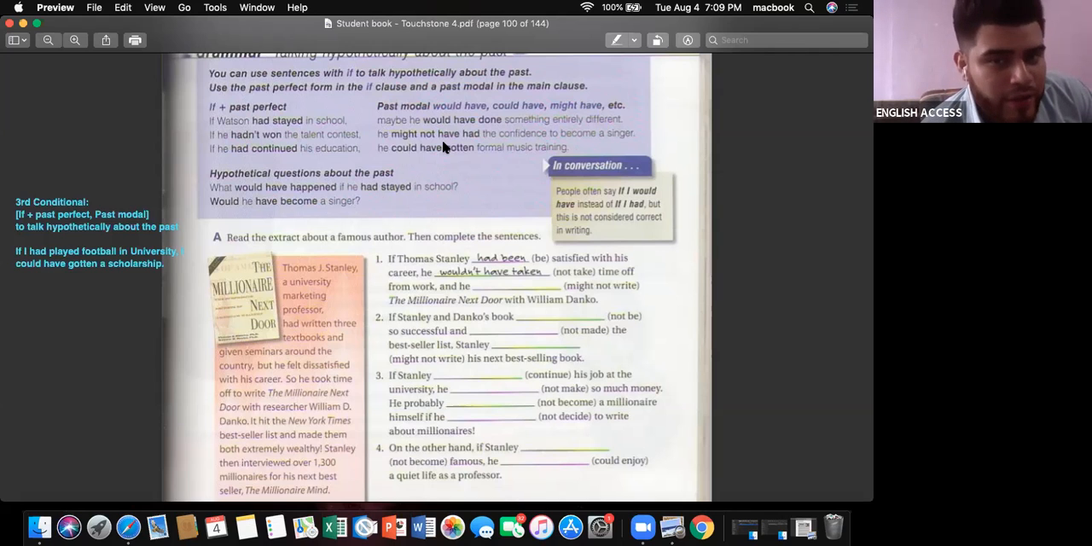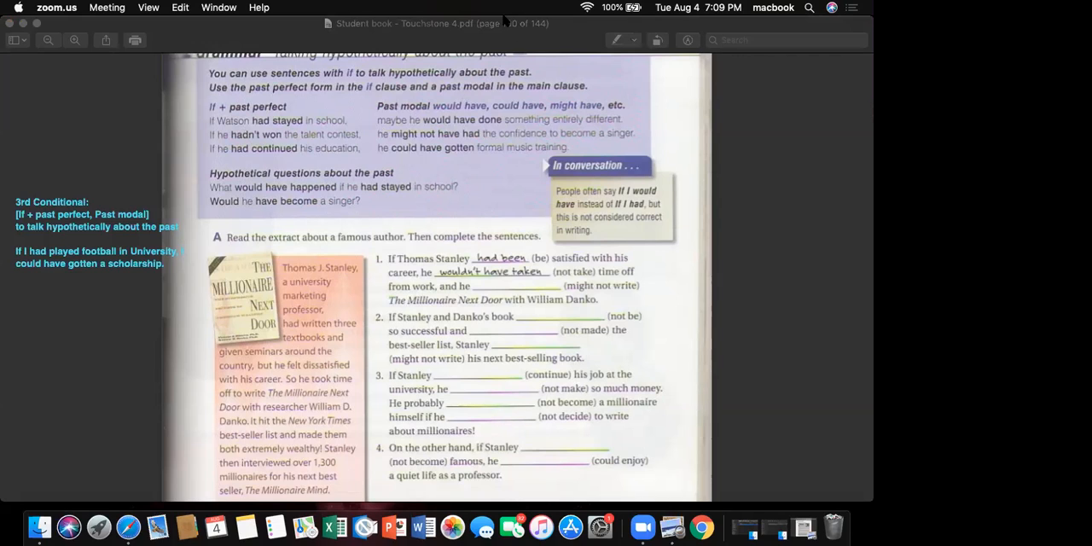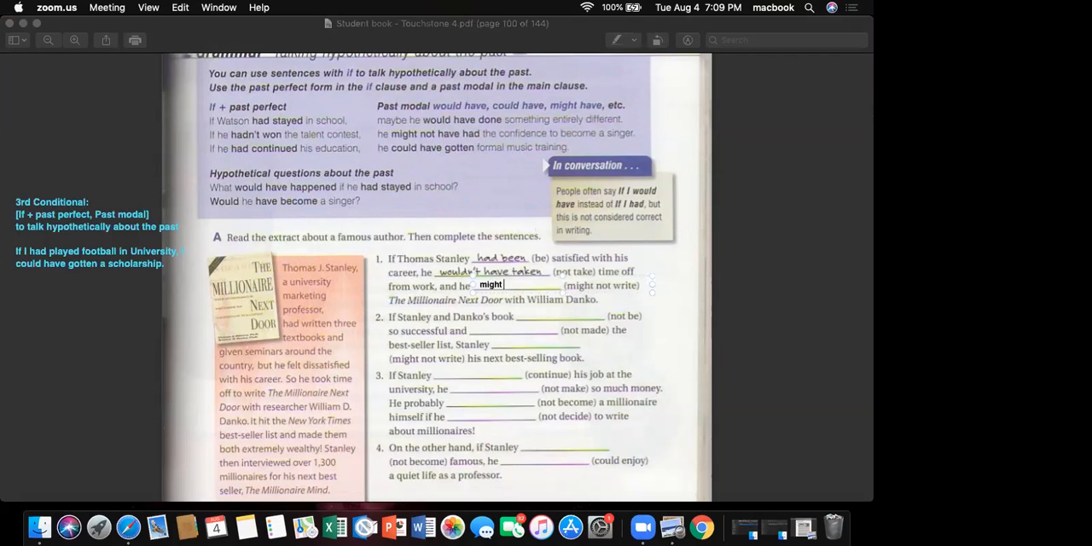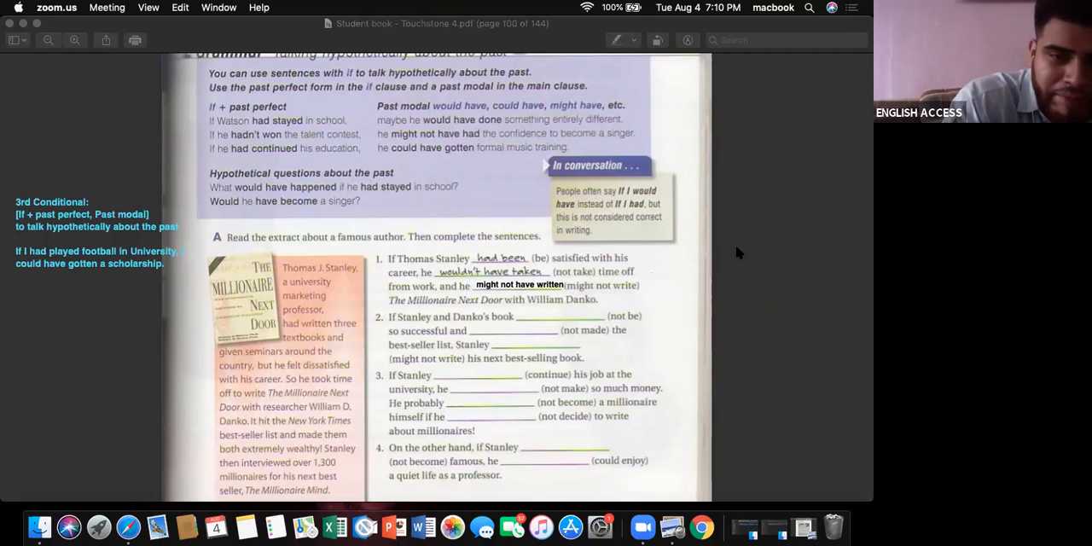If Thomas Stanley had been satisfied with his career, he wouldn't have taken time off from work, and he might... Might what? It's negative. Might not write. Might not have. Might not have what? Written. Yes. And he might not have written The Millionaire Next Door with William Danko. Okay? Nice.